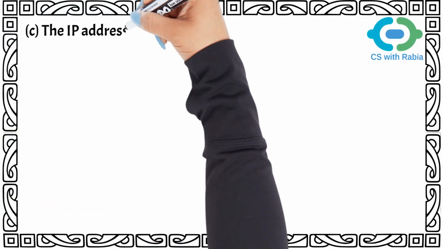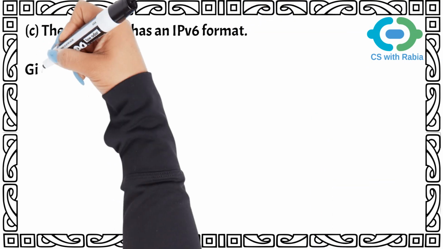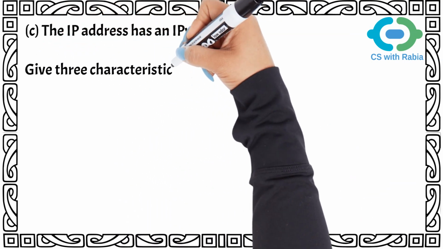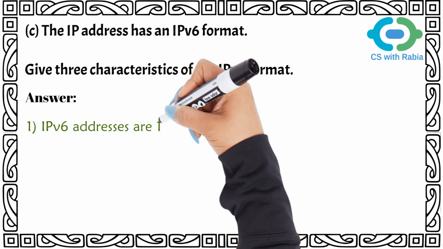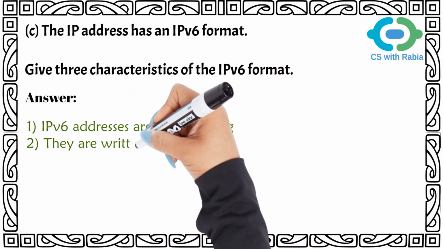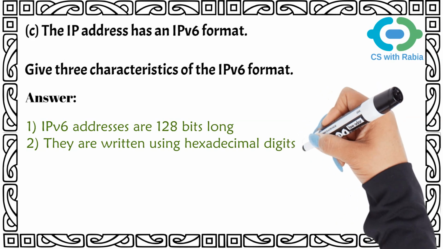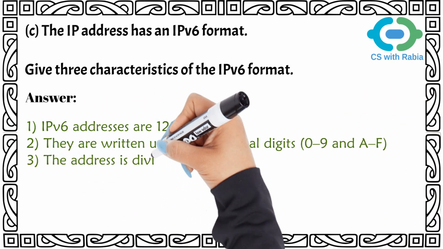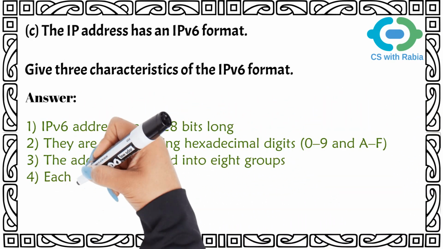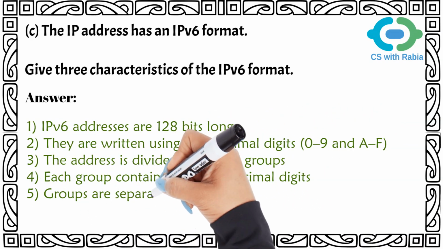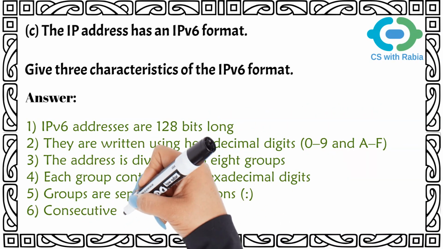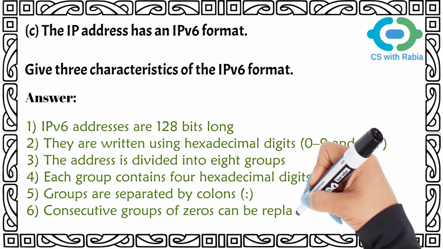The IP address has an IPv6 format. Give 3 characteristics of the IPv6 format. IPv6 addresses are 128 bits long. They are written using hexadecimal digits. Each group contains 4 hexadecimal digits. Groups are separated by colons. Consecutive groups of zeros can be replaced by double colons.